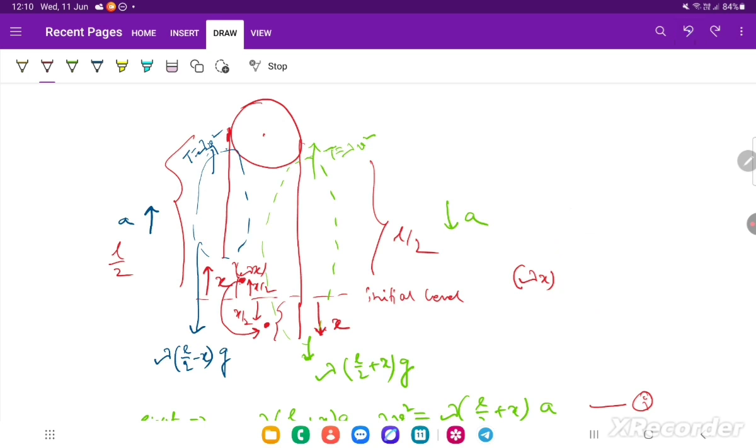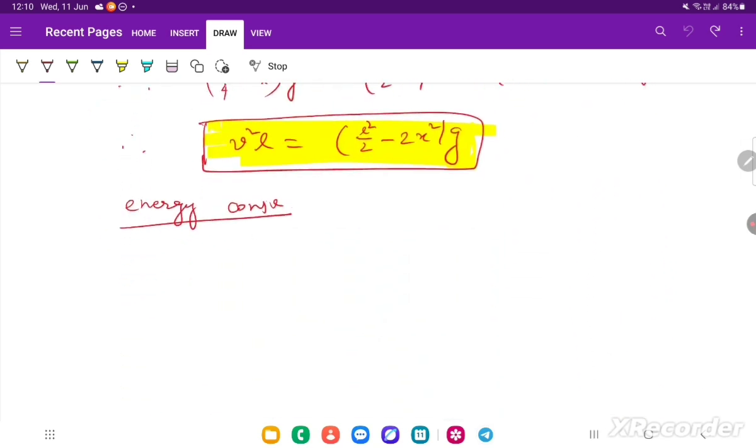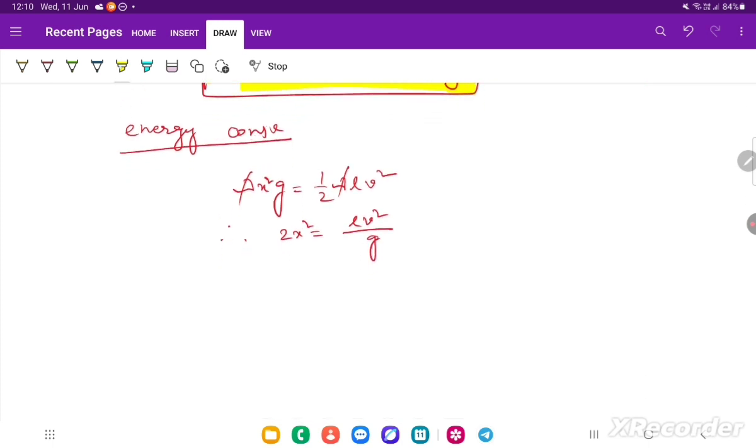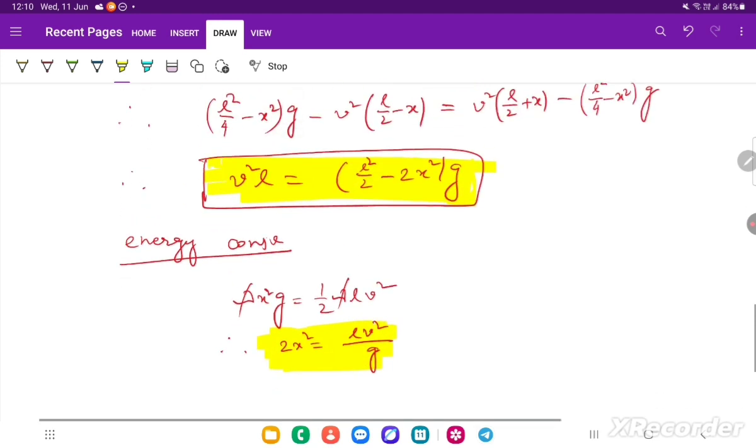So let me erase this here and I'll write. So for energy conservation, you can write lambda x square g equals half lambda L v square. From here we can write 2x square as L v square upon g. So this is an important relation between x square and v square.